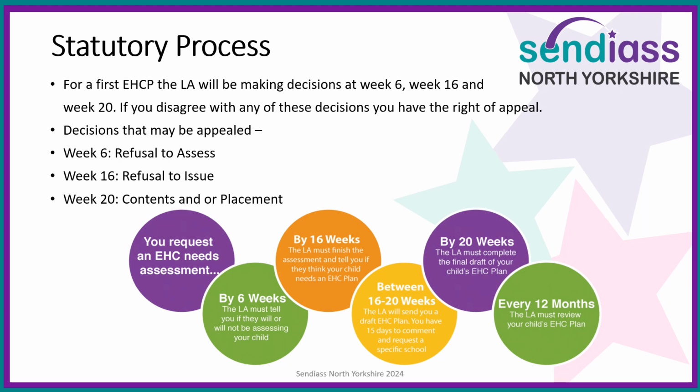After 20 weeks, the local authority must complete the final draft of the EHC plan. It is at this point that the plan becomes statutory and legally binding. If there is any element of the plan that you do not agree with, you have the right of appeal, and we'll go into this in a bit more detail in future slides. This plan must be reviewed at a minimum every 12 months.